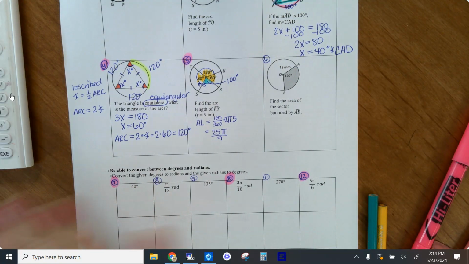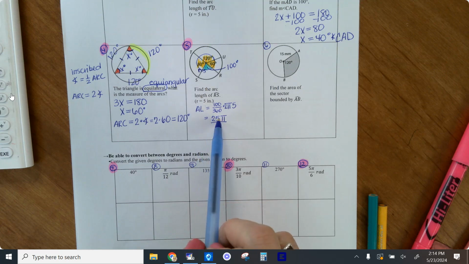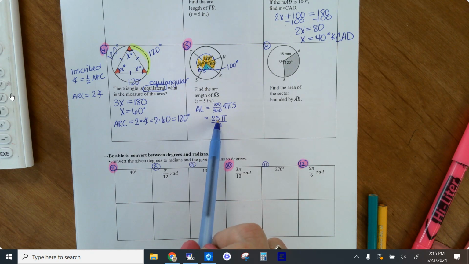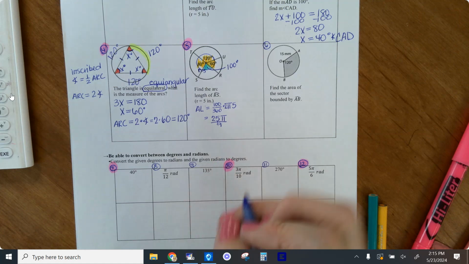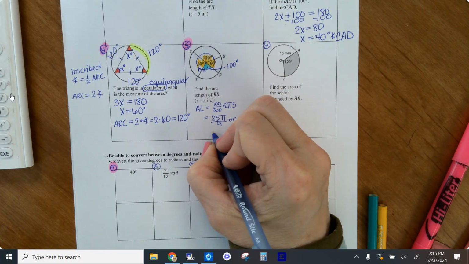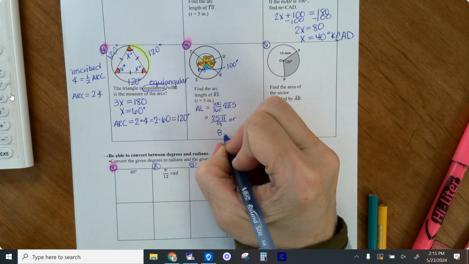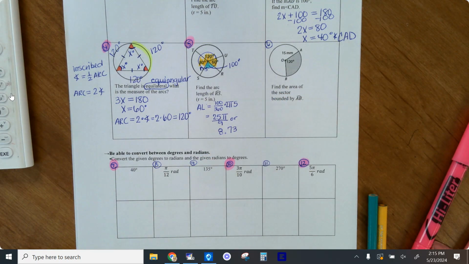Okay? Now I just want to say something in case I didn't say it yesterday. If all of your answer choices are in terms of pi, do you need the decimal answer? No. If all of your answer choices are decimal answers, what do you need to pull out of your calculator? The decimal. 8.73, like whatever we're rounding to. So just be mindful of your answer choices. Okay?